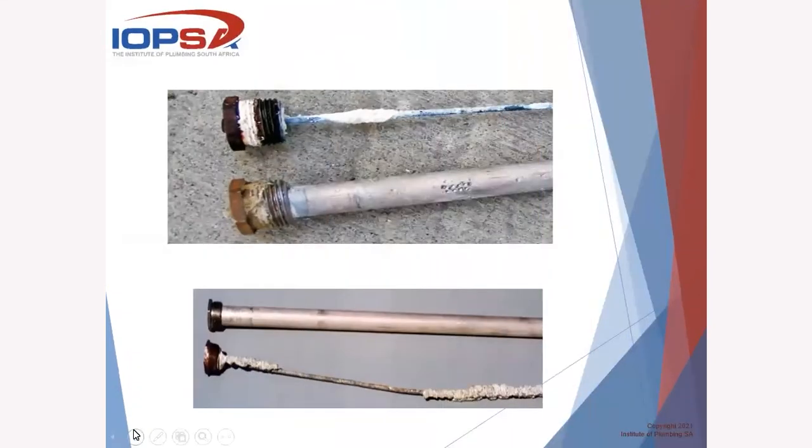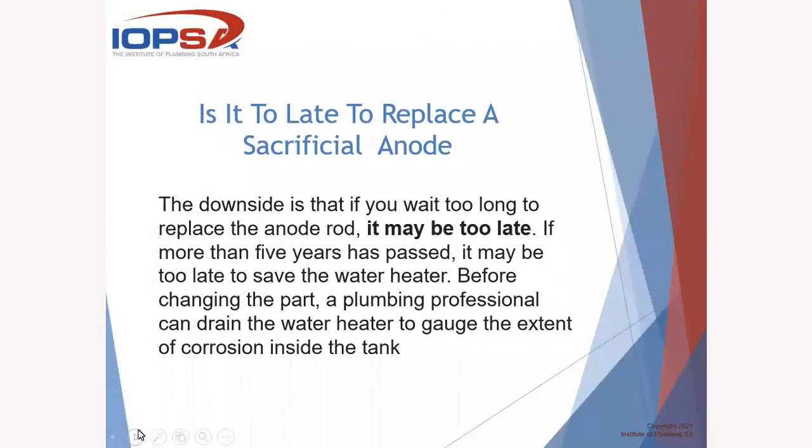Some more pictures of anodes, so you can see what happens when it's eaten. So is it too late to replace a sacrificial anode? The downside is that if you wait too long to replace the anode rod, it may be too late. Remember, if the water has found a little pit mark in the glass lining and it started nibbling away there, even though you put a new anode in, that process has started already. That rust has started already.